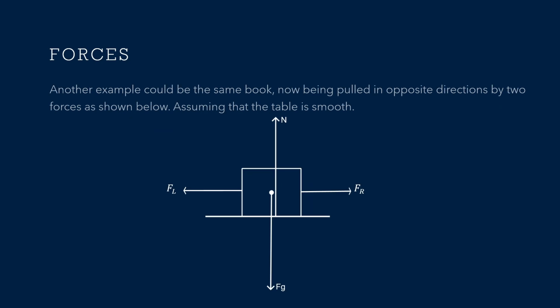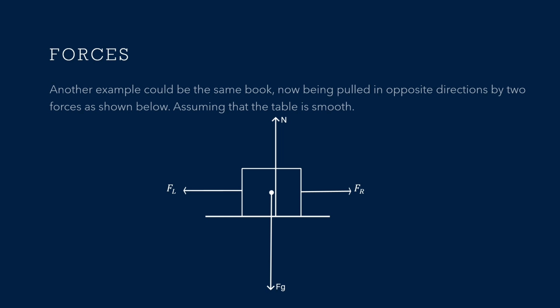Next, let's have an example of a book now that's being pulled in opposite directions. Now that book experiences 4 forces. As before, it has gravitational force and normal force, and the 2 other forces that are pulling it sideways, that is FL and FR.